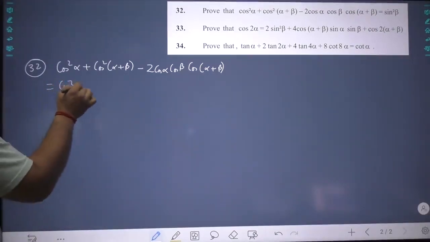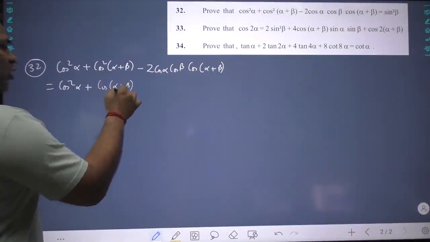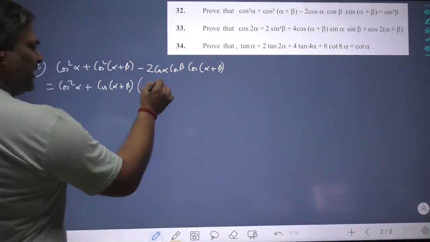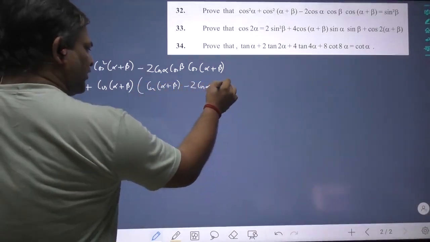Now understand cos square alpha. From these two, take cos alpha plus beta common. So here you will be left with cos alpha plus beta minus 2 cos alpha cos beta.